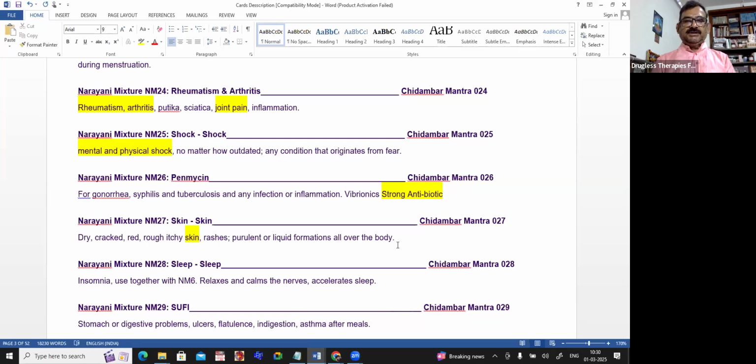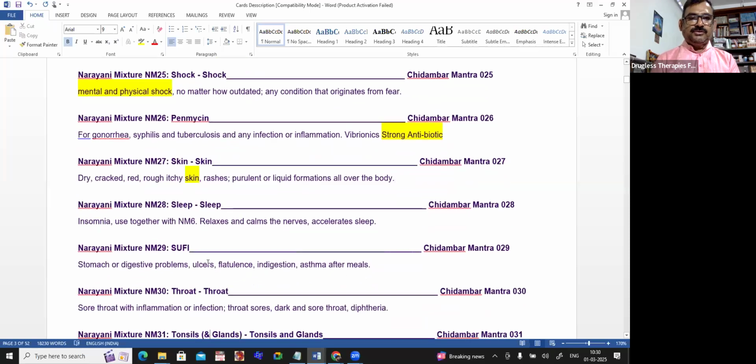It is because of the primary stage of some skin disease, so there also we can use it. And as I told you, you can add Penmycin, and the skin remedy can be used for skin allergy. If you want to treat the skin as an antibiotic, at that time you can use Penmycin as well as the NM27 skin.